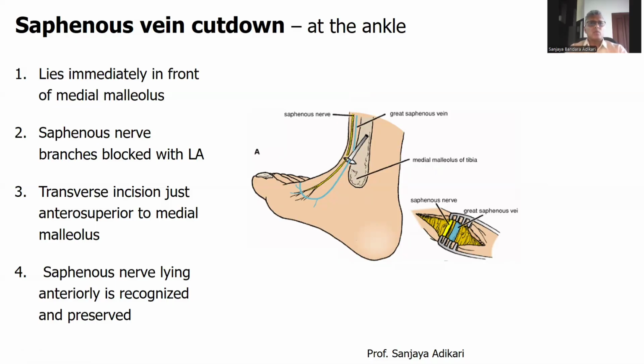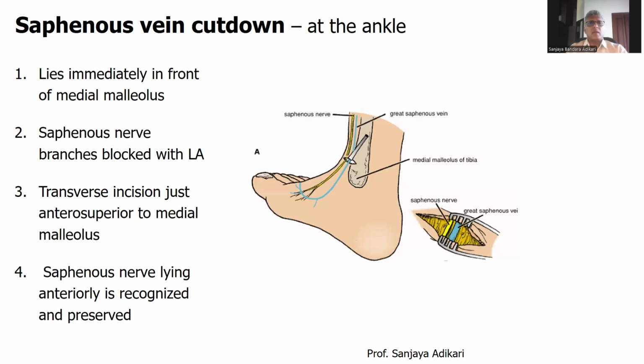When you do the cut down, you do it immediately in front of the medial malleolus, and you have to give local anesthesia. When you give local anesthesia, you are actually blocking the saphenous nerve, which lies immediately in front of the vein. And when you cut the skin and go into the subcutaneous tissue, you will see the saphenous nerve lying in front of the great saphenous vein. Make it a point to preserve the saphenous nerve. Otherwise, at the end of the procedure, the patient might have numbness in this area. So that is the important point I wanted to mention here.